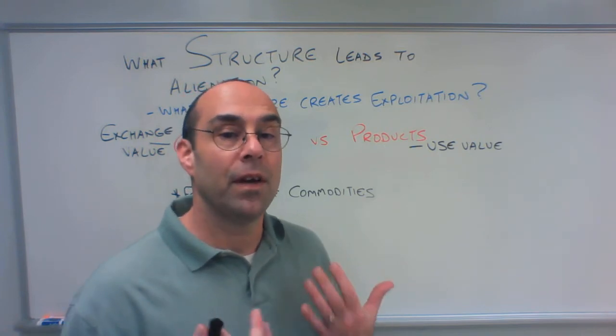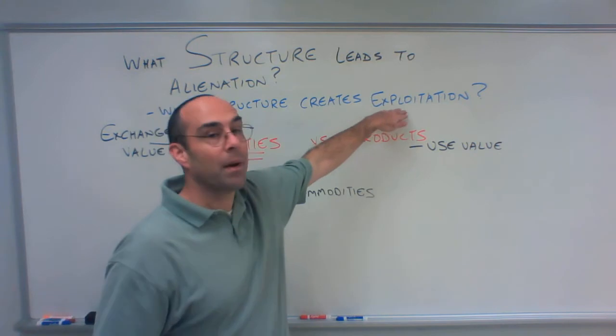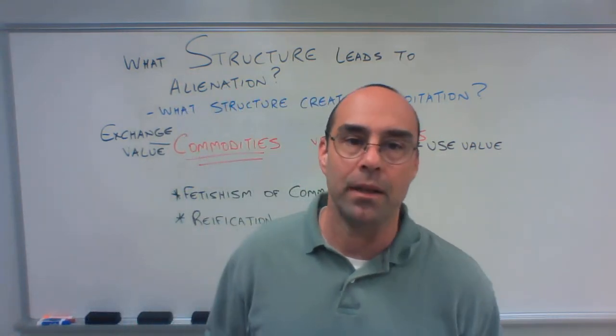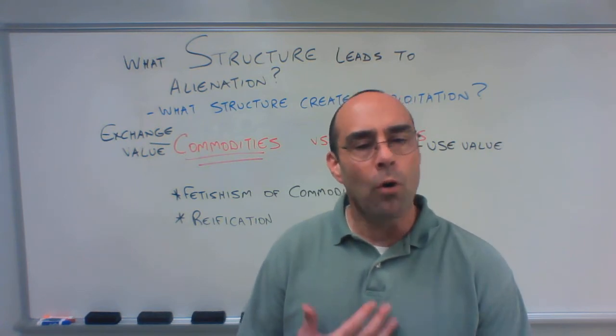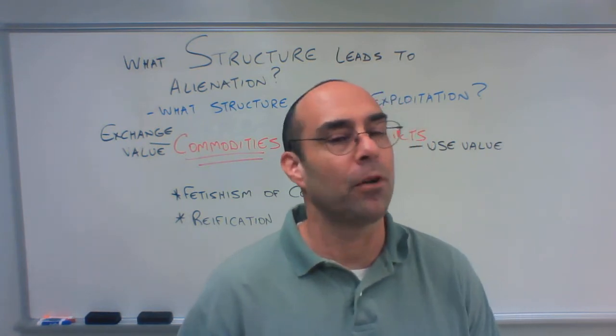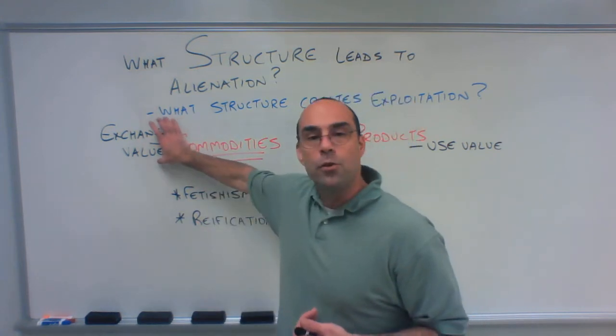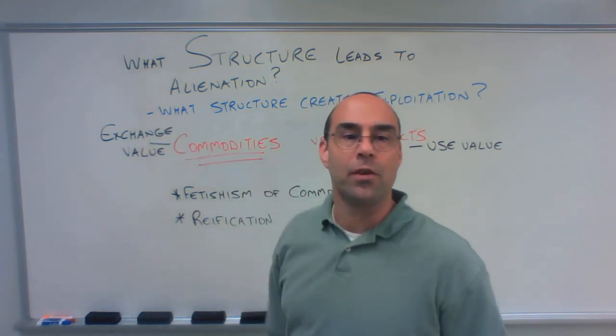But he said the key to a society that is about exploitation is the things that I'm producing when I work on an assembly line are not for me. And they're not even for the person who owns the facility. They are for that person to sell, to exchange for something else.